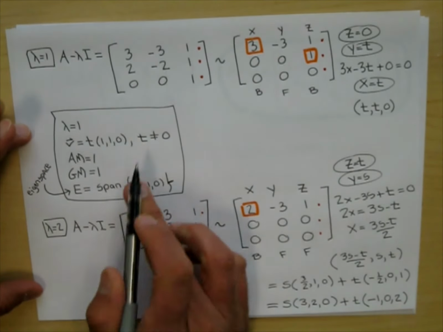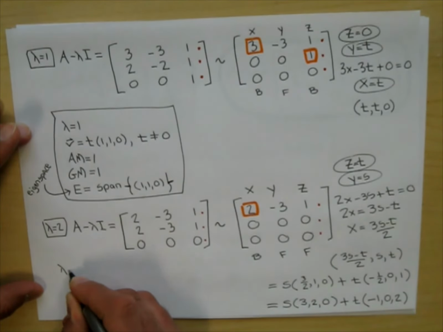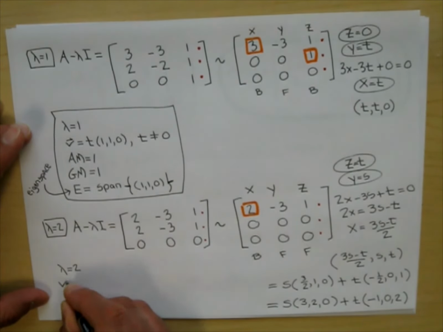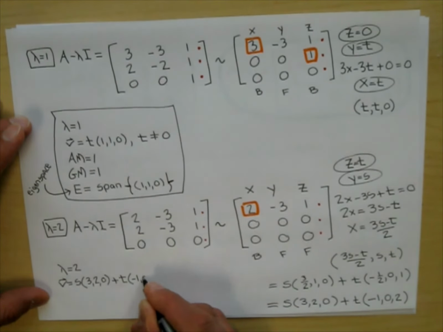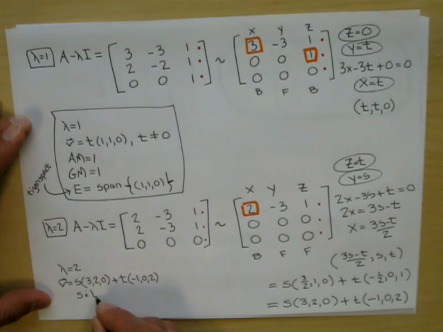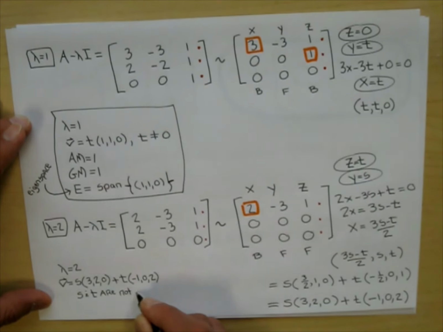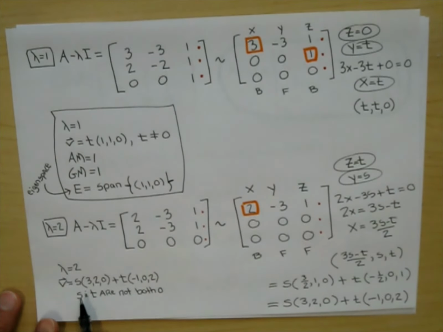So let's summarize like we did over here. We have lambda equals 2. The vectors that go with that happen to be these guys. So I'll just rewrite them here. S times 3, 2, 0 plus t times negative 1, 0, 2, and we have to put the stipulation that s and t are not both 0. Because if they're both 0, then your eigenvector would say 0, 0, 0, and we cannot have that.